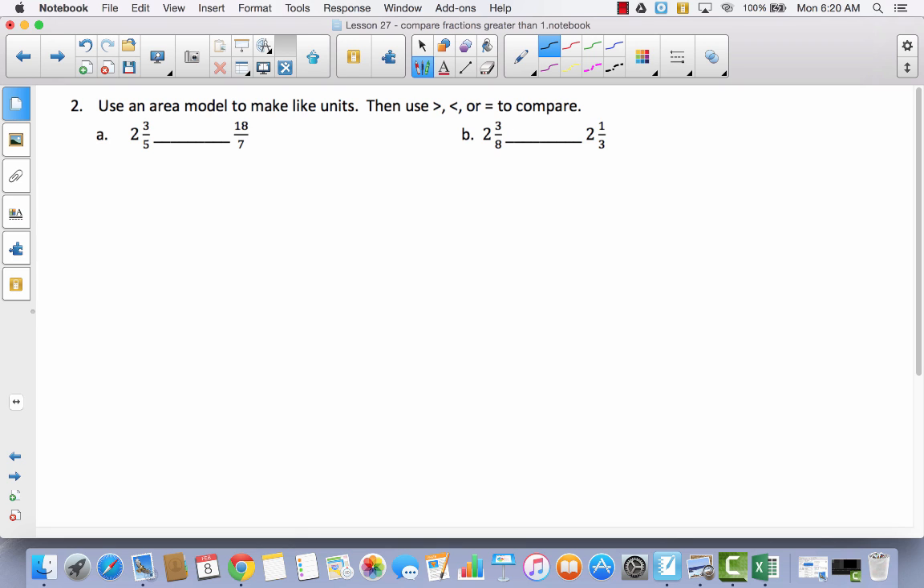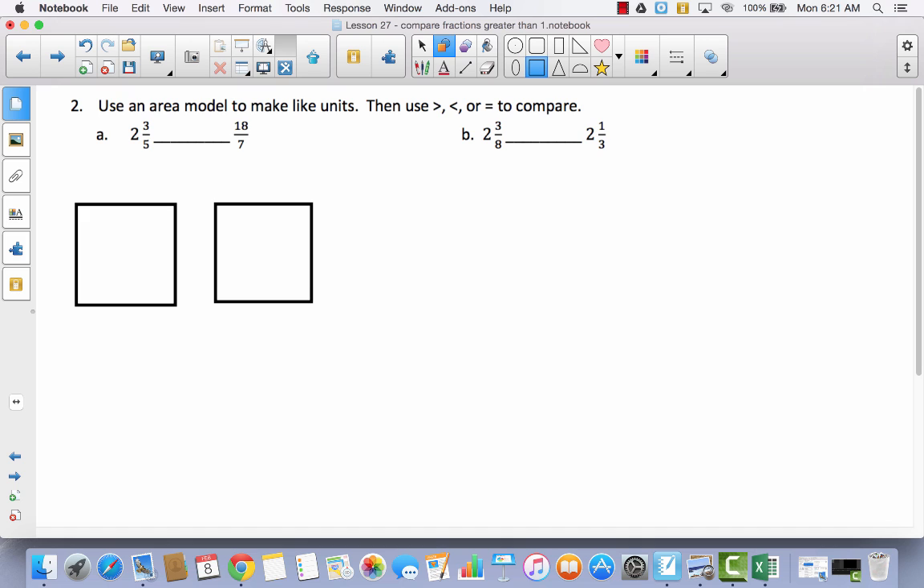All right, so now we're going to go back to a strategy that we used several lessons ago. We're going to use an area model to make like units. And the reason why we're using an area model is because if I drew a tape diagram that illustrated fifths, and I drew a tape diagram that illustrated sevenths, I could not decompose fifths into sevenths or sevenths into fifths. So we have to go back to this area model strategy. All right, so our area model is going to look pretty squarish actually. Remember, an area model is different than a tape diagram. Okay, and in the first one, I'm going to try to make fifths.